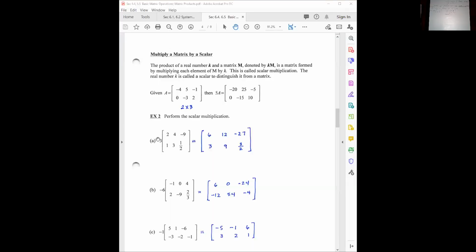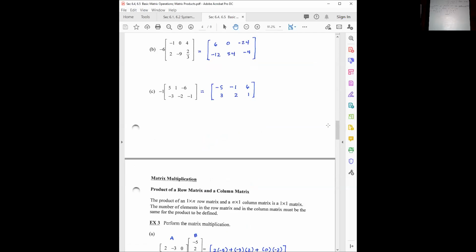So 3 times this matrix, so we multiply all these numbers by 3. So 3 times 2 is 6. 3 times 4 is 12. 3 times a negative 9 is negative 27. That's all we're going to do. Okay. Same thing here. Negative 6, you do negative 6 times negative 1, 6. Negative 6 times 0. Negative 6 times 4. Negative 6 times 2, etc. So nothing crazy.